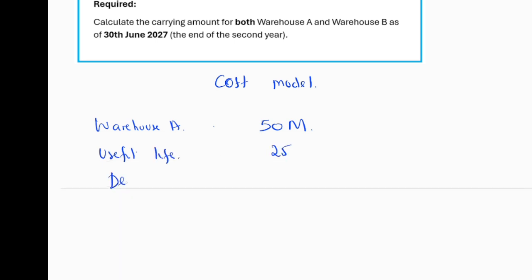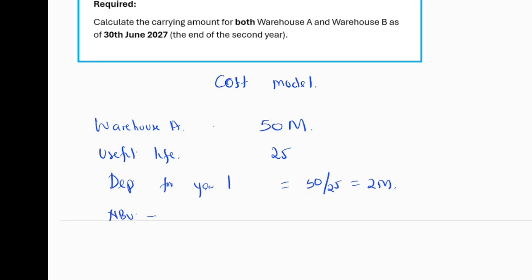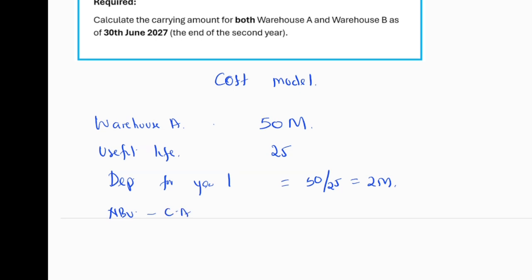So depreciation for year one is how much? It is equal to 50 divided by 25, that will give you 2 million. So NBV of year one, or carrying amount of year one, is equal to 50 minus 2 million. That will give you 48 million.